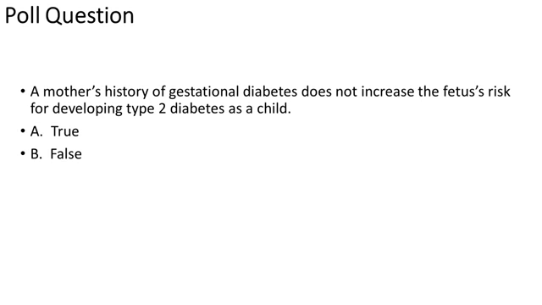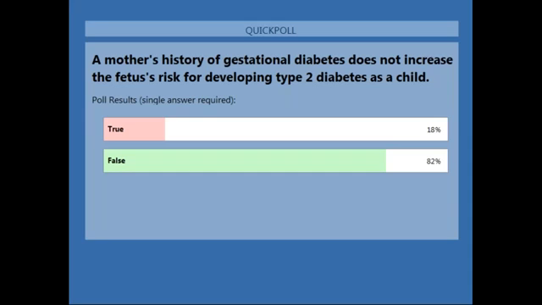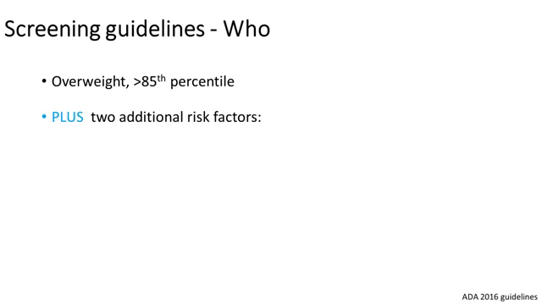Okay. I am going to transition back to my talk and look at screening guidelines and who to screen. So we screen children if they are overweight. As we said before, that means a BMI percentile greater than the 85th percentile, so overweight or obese. But being overweight or obese is not sufficient to just screen. We want to have two additional risk factors.